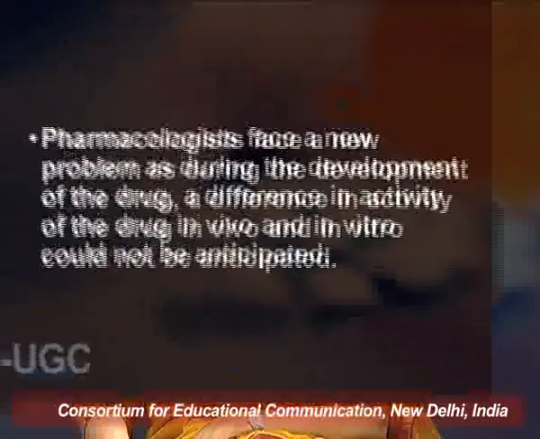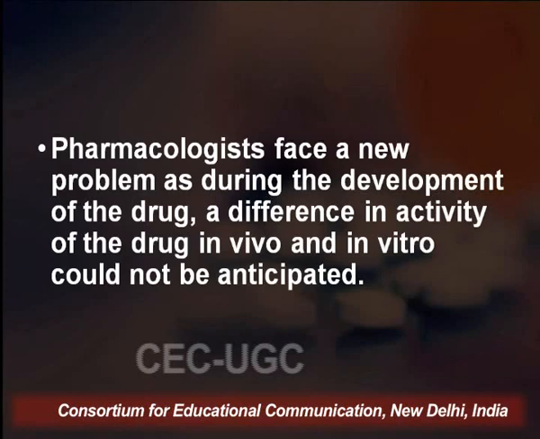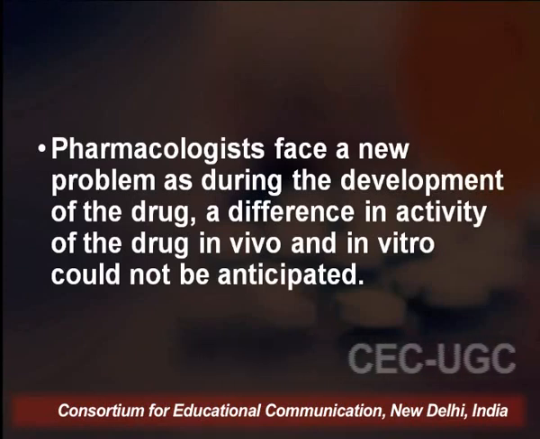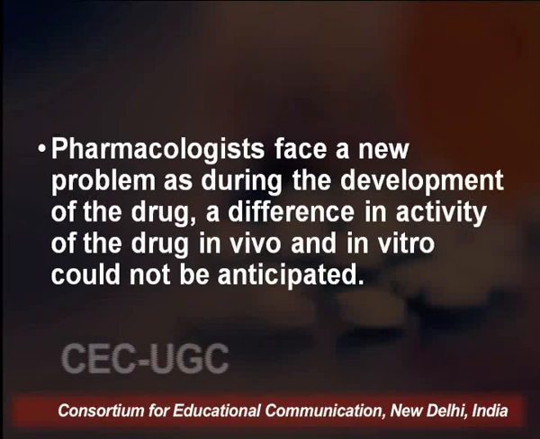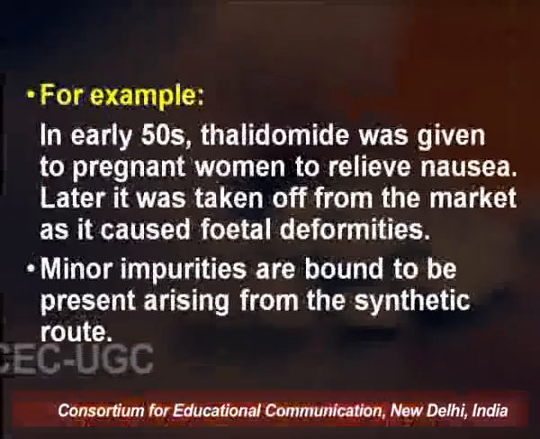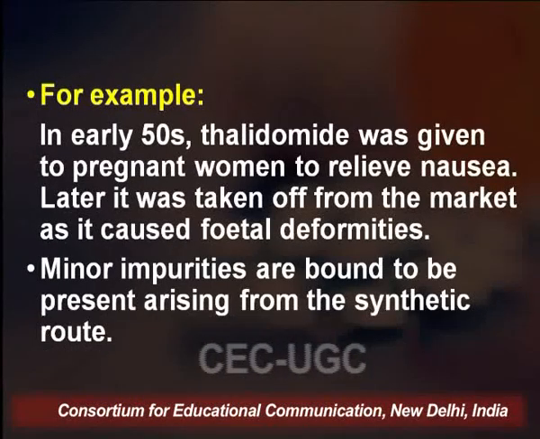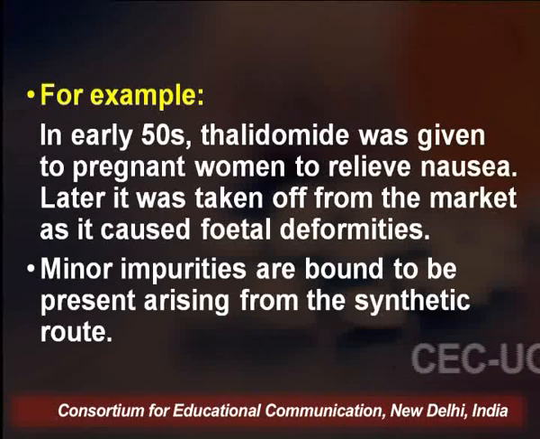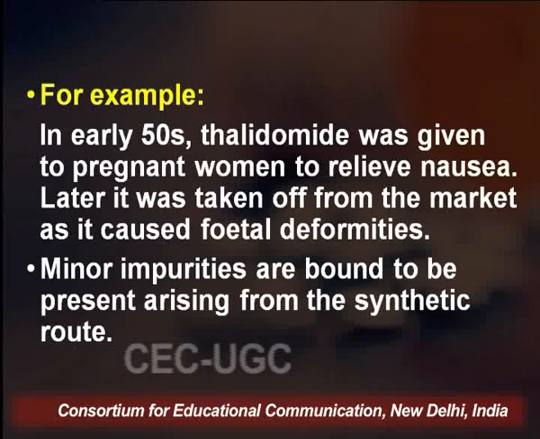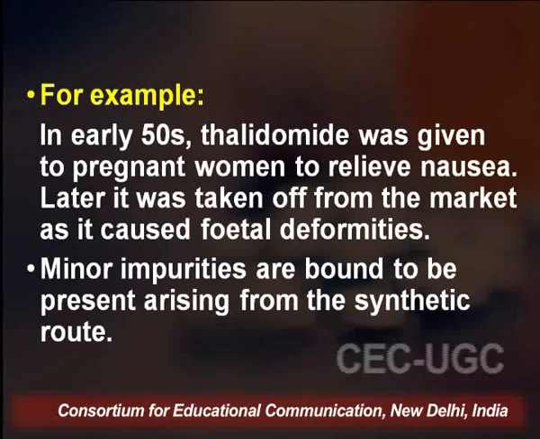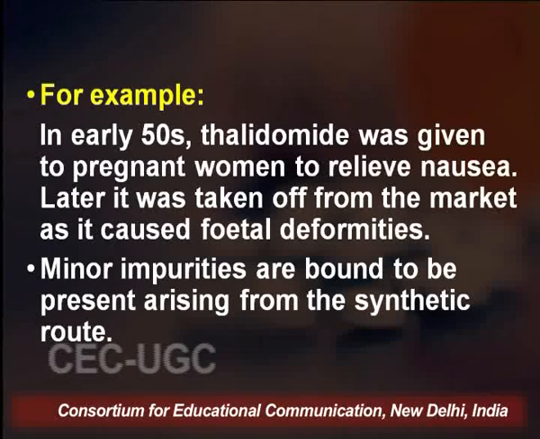Pharmacologists face a new problem, as during the development of a drug, a difference in activity of the drug in vivo, that is in animals, and in vitro, in isolated cells and tissues, could not be anticipated. For example, in the early 50s, this is a very good example, thalidomide was given to pregnant women to relieve nausea. Later, it was found that this drug, thalidomide, was taken off the market as it caused fetal deformities.